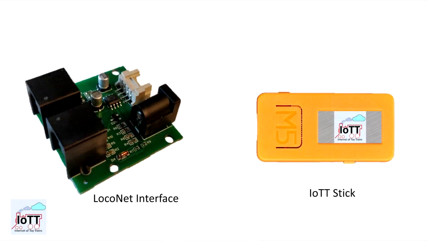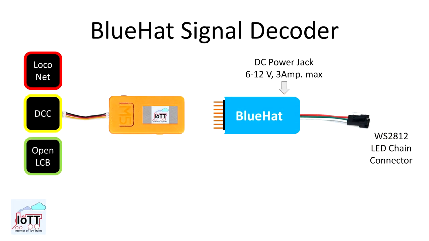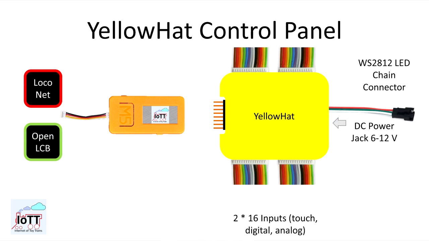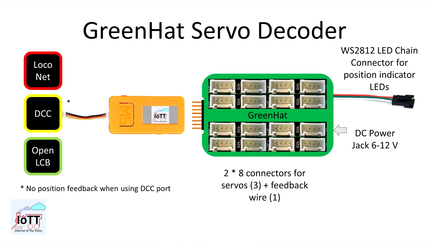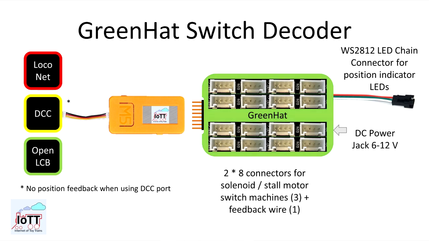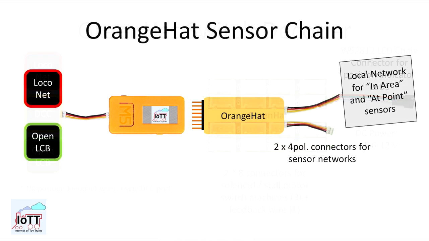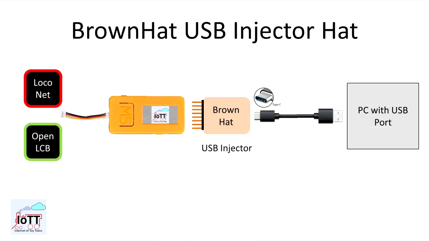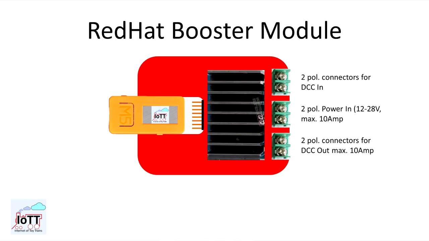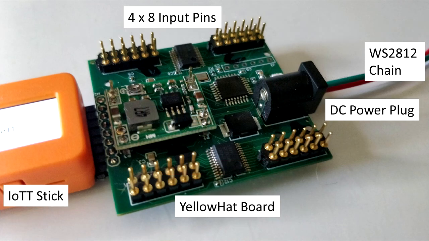IoTT Stick can communicate with LocoNet or OpenLCB via interface or Wi-Fi and MQTT. But what can it actually do with that information? That depends on the function head that is connected on the right side of the IoTT Stick. In this video, I am showing you what you can do with the YellowHat CTC Panel Module.